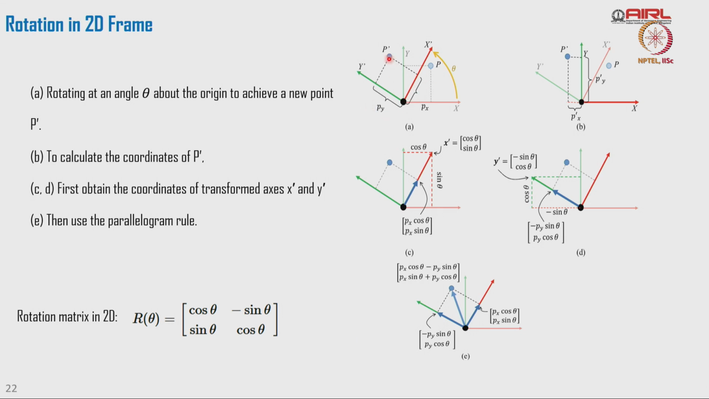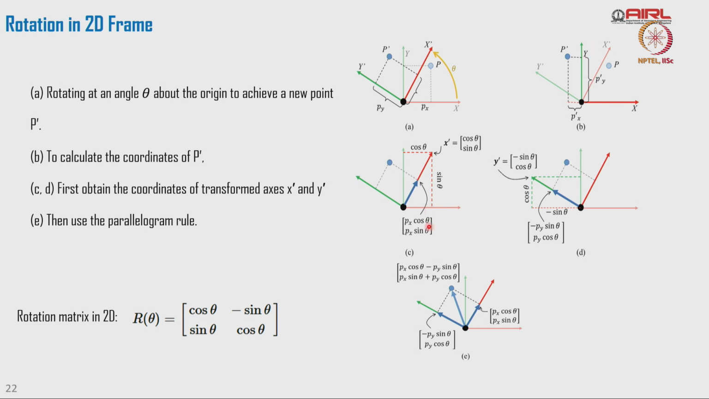Now I want to represent P prime with respect to the original axes x and y. Let us see what I am talking about. With respect to the original frame of reference xy, P prime is located at Px prime, which is on the negative x axis, and Py prime, which is on the positive y axis.